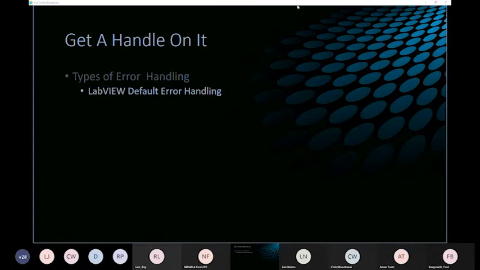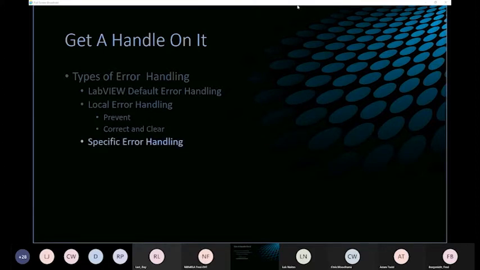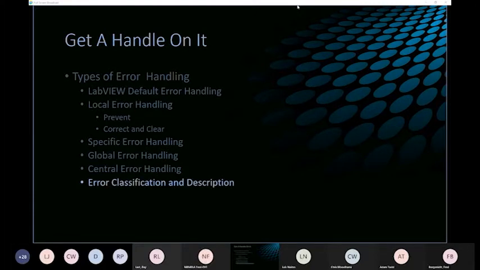The first one is LabVIEW's default error handling. Then we have local error handling, where we can either prevent or correct and clear the error. Then we have specific error handling, global error handling, central error handling, error classification and description, and error reporting.